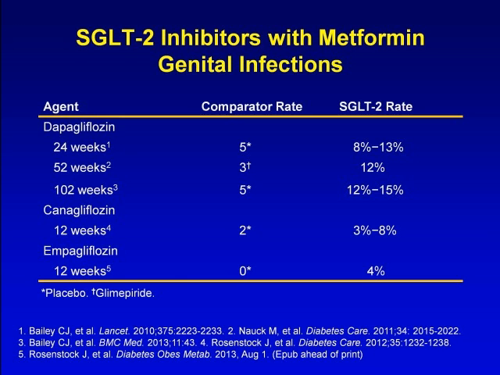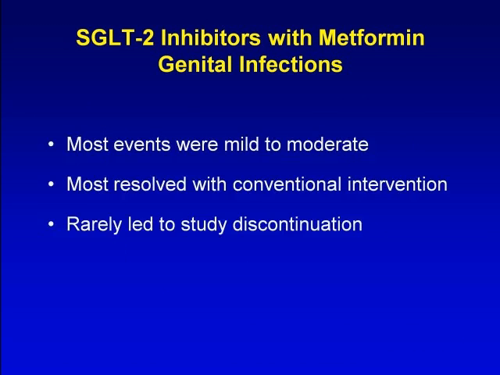A comparison has been made with metformin in terms of genital infections with all these drugs. And here too, on the next slide, you see that it's much higher with SGLT-2 inhibition compared to the comparator metformin. It appears that in general, these genital infections are mild to moderate. They resolve with conventional intervention. The investigators were left to do whatever they would normally do if a patient presented with mycotic infection, and they rarely led to discontinuations from the study.